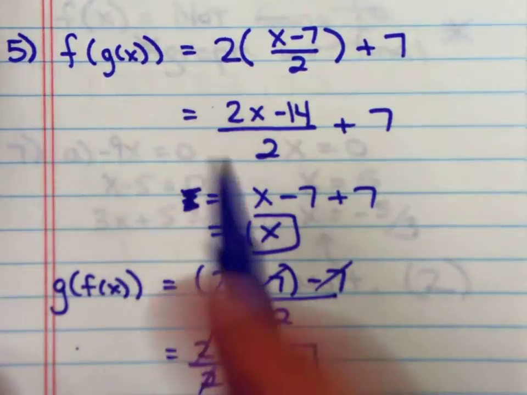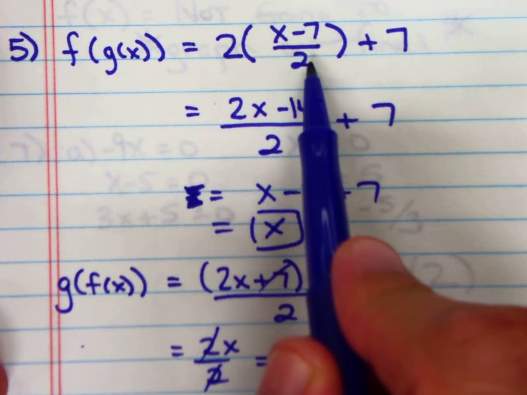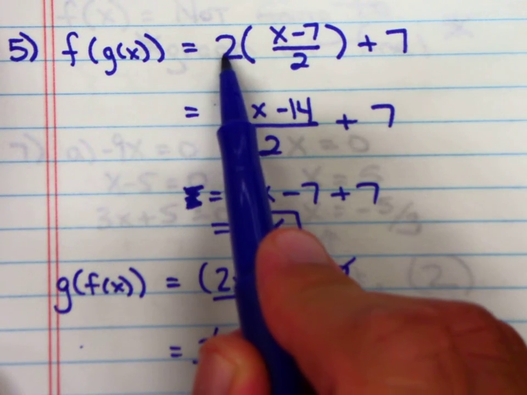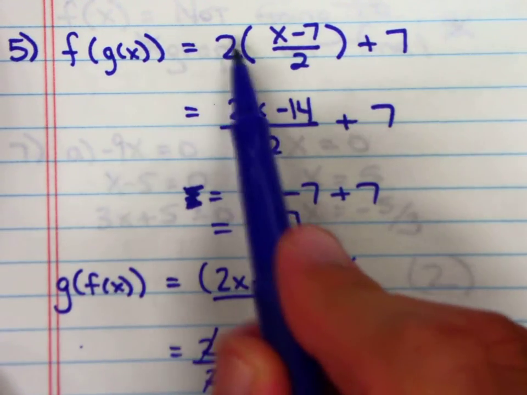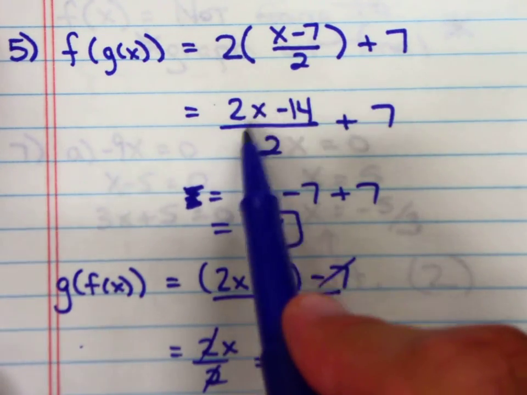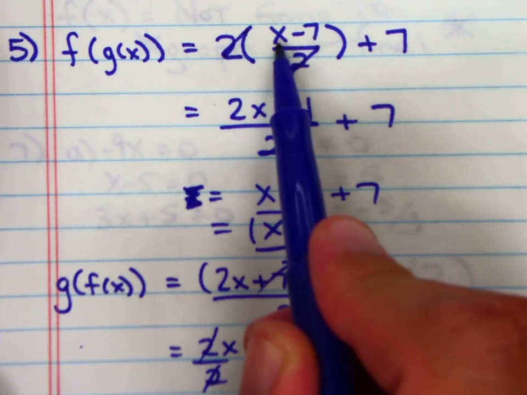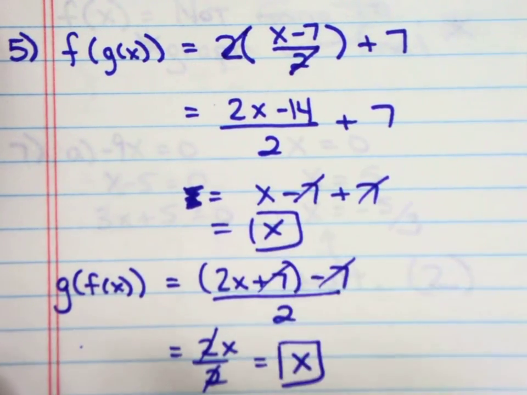Number 5, f of g of x. So take g of x, which is x minus 7 over 2, plug that in for x into the function f of x. 2 times x minus 7 over 2 plus 7. Here you could distribute the 2, or you could just cancel out the 2's. That would be the quicker way, and you would get x minus 7 plus 7, which is just x.